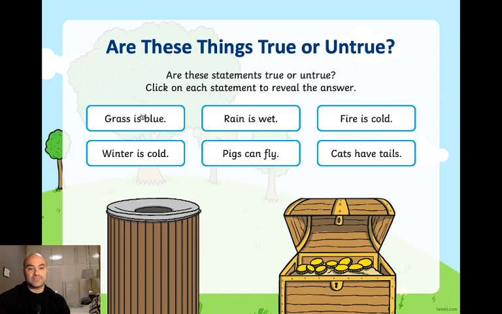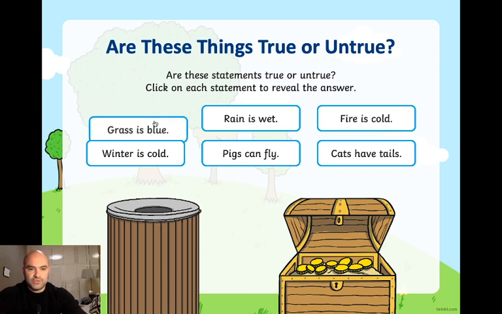Truthfulness: the importance of being honest. What is a lie? A lie is something that is not real. You guys know that. Okay, so we have the trash can here, and we have the treasure chest here. So, grass is blue. Is grass blue? No. So we're going to put the lies in the trash can and the truth in the treasure chest. Grass is blue goes to the trash can.